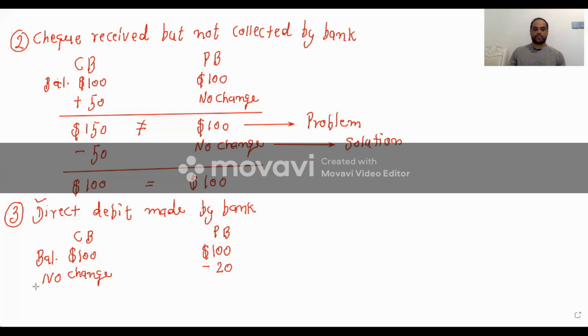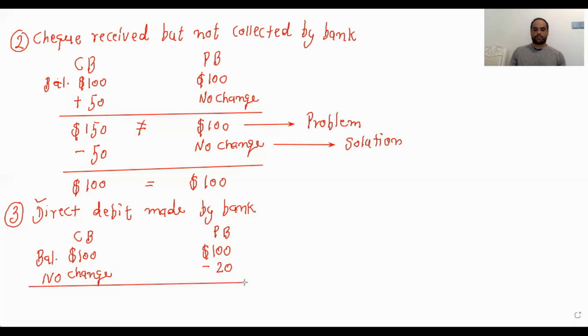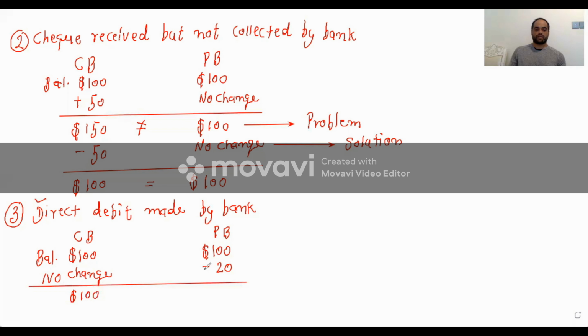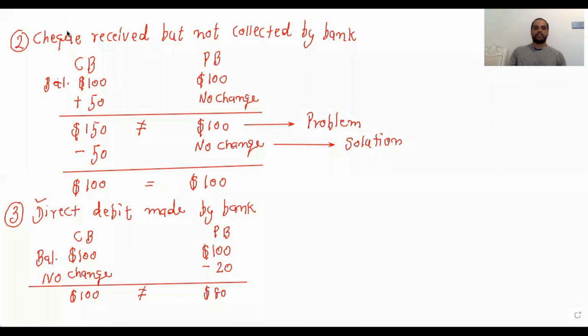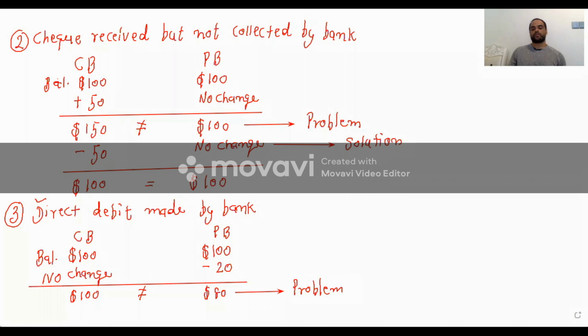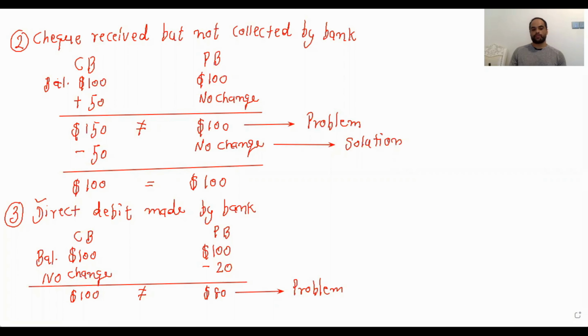So now, balance of your cash book is 100, and balance of passbook is 80. As a result, balance is different. So this is the problem we have here. Right. So now what will be the solution of this problem?